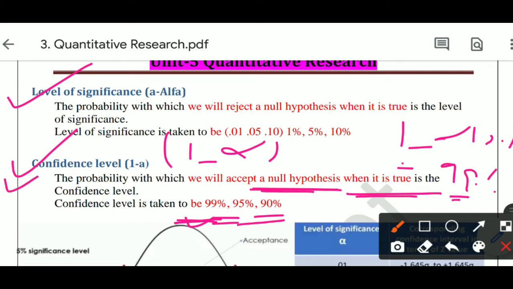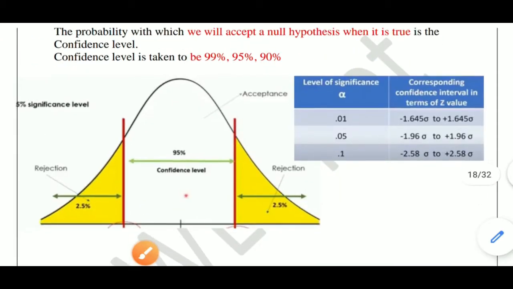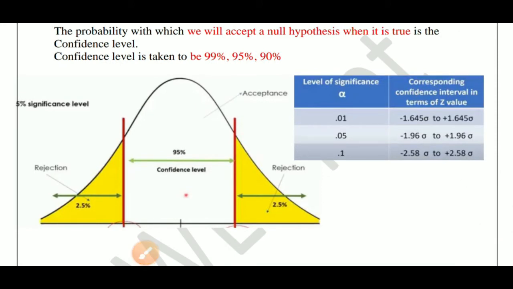So these are just opposites. And why are we doing 1 minus alpha? Because here we are considering probability. And what is the highest value of probability? It is 1. So we subtract the level of significance from 1, and we get the value of the confidence level. Now you can see the picture over here.